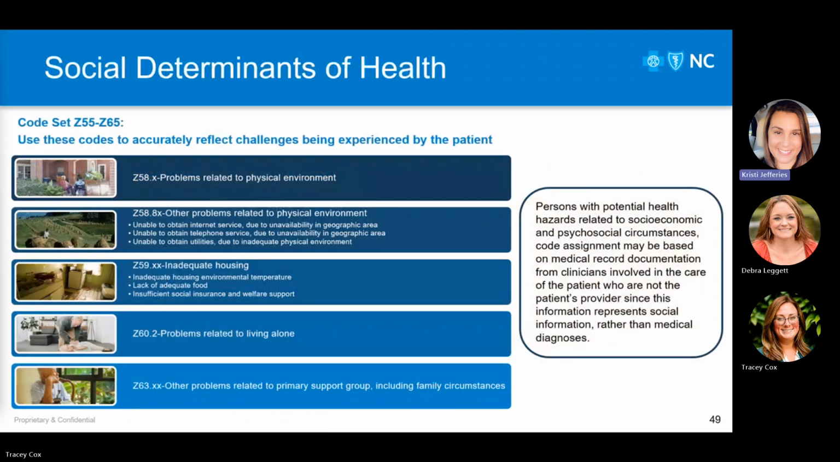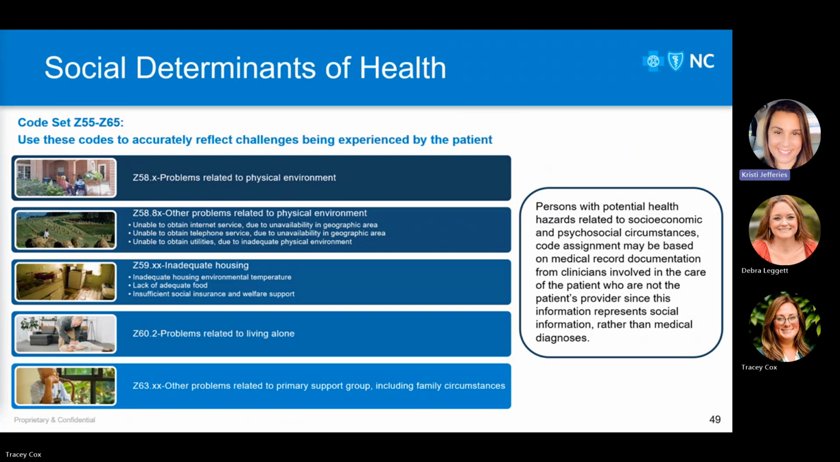Code set Z55 through Z65 include codes related to social determinants of health. These challenges should be considered and documented during visits when working with this population. Interventions placed prior to an incident are ideal, and tracking these risks can help. Inability to obtain utilities and adequate food are important to know, as well as inadequate housing and environmental temperature.